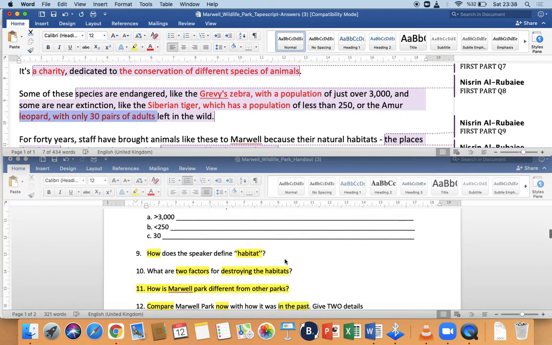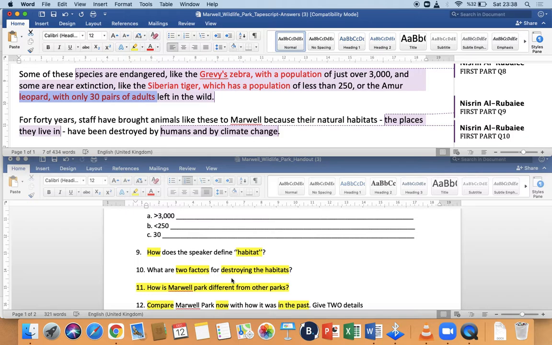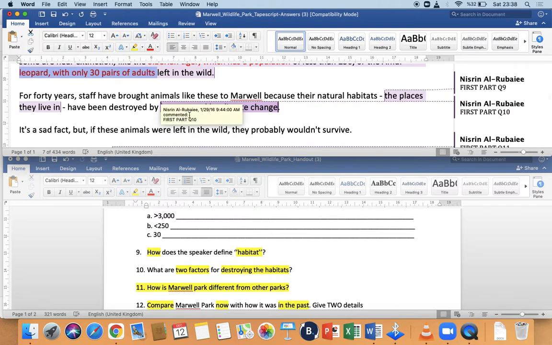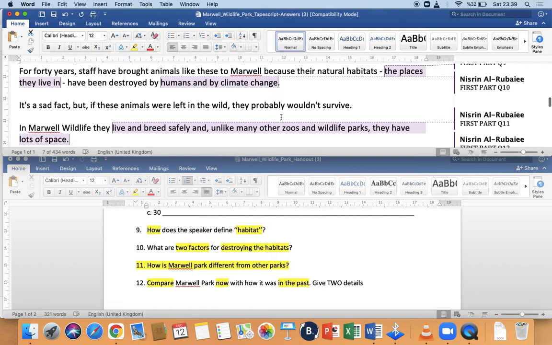And next question, how does the speaker define habitat? It is here, the places they live in. Places animals live. This is the definition. And what are 2 factors for destroying their habitats? Humans and climate change.